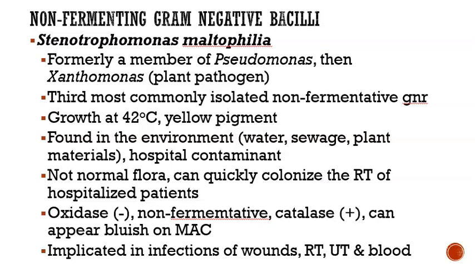Okay, the next one is Stenotrophomonas maltophilia. This organism was formerly a member of Pseudomonas, then it became a member of Xanthomonas, which are plant pathogens, and now it's Stenotrophomonas. It's the third most commonly isolated non-fermenting gram-negative rod. It grows at 42 degrees Celsius and it can produce a yellow pigment. It's found in the environment, so especially water, sewage, and plant materials. It's very common in hospital environments as a contaminant. It's not normal flora. It can quickly colonize the respiratory tract of hospitalized patients.